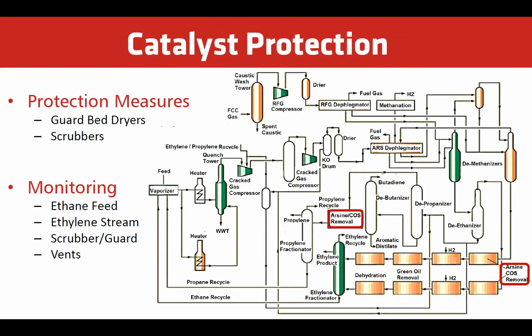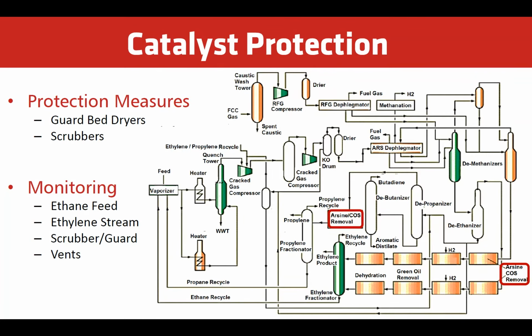Here we have an example of a process flow diagram for an olefin plant. Each plant uses a different protective measure to minimize impurity in the feedstock. Operators often monitor these impurities at various points in the plant.